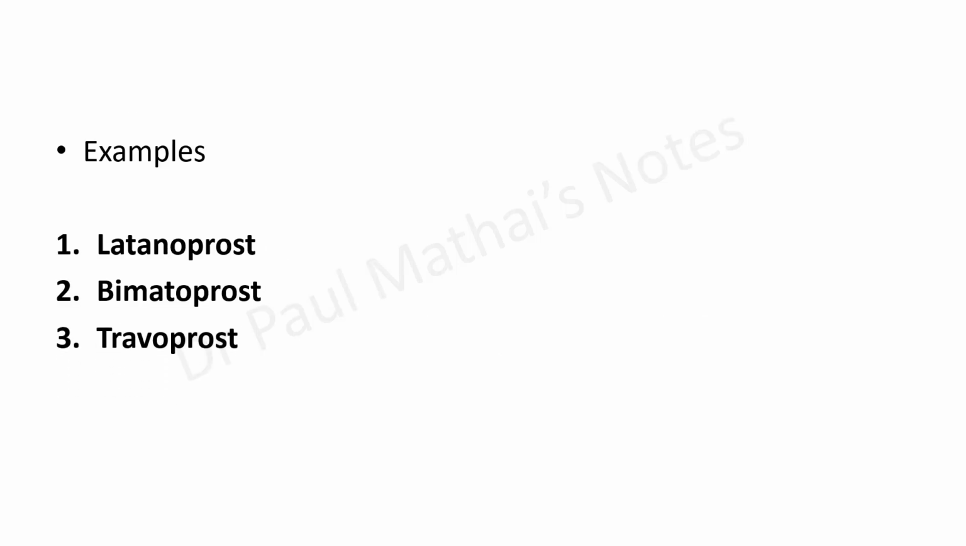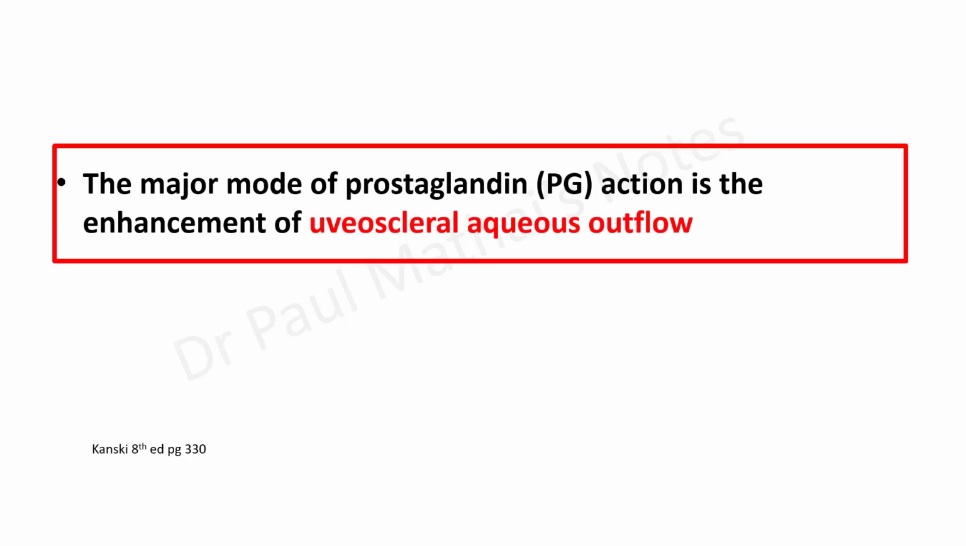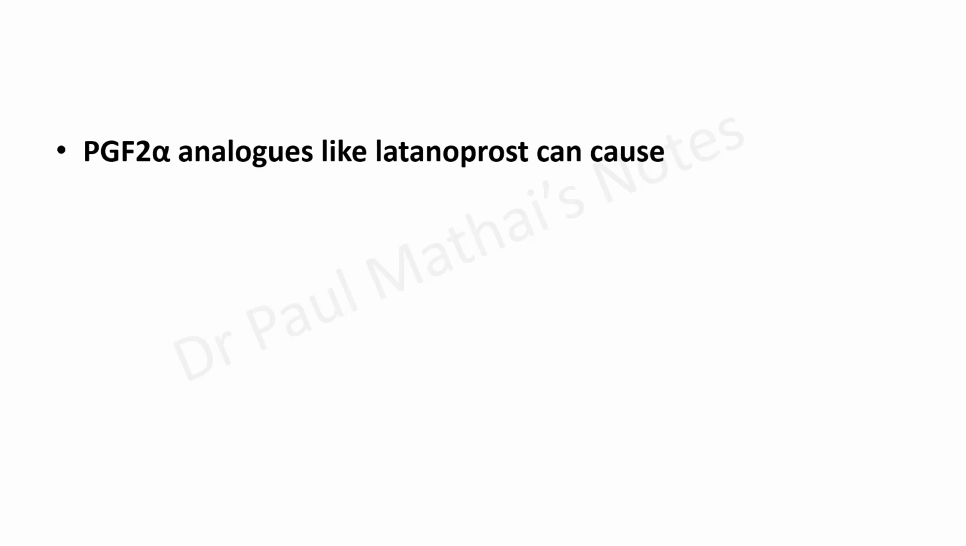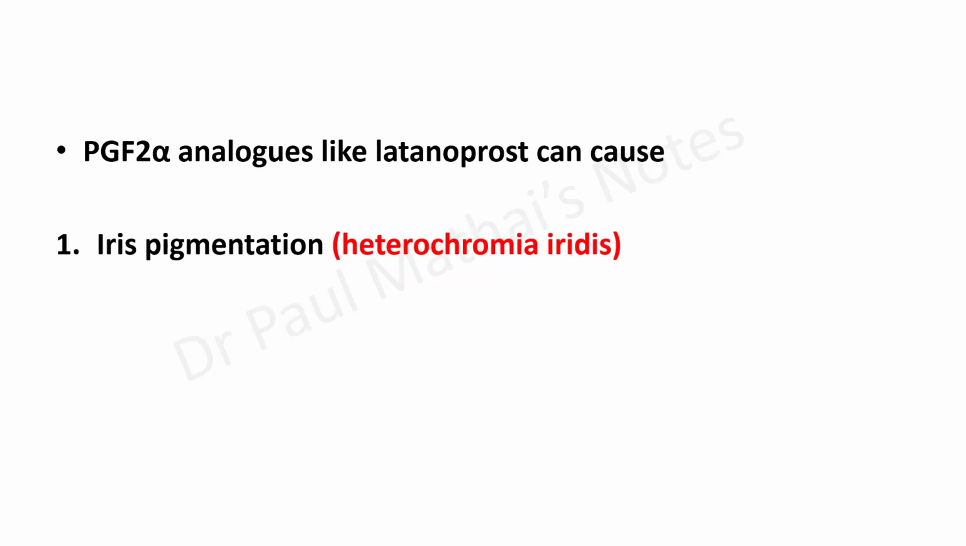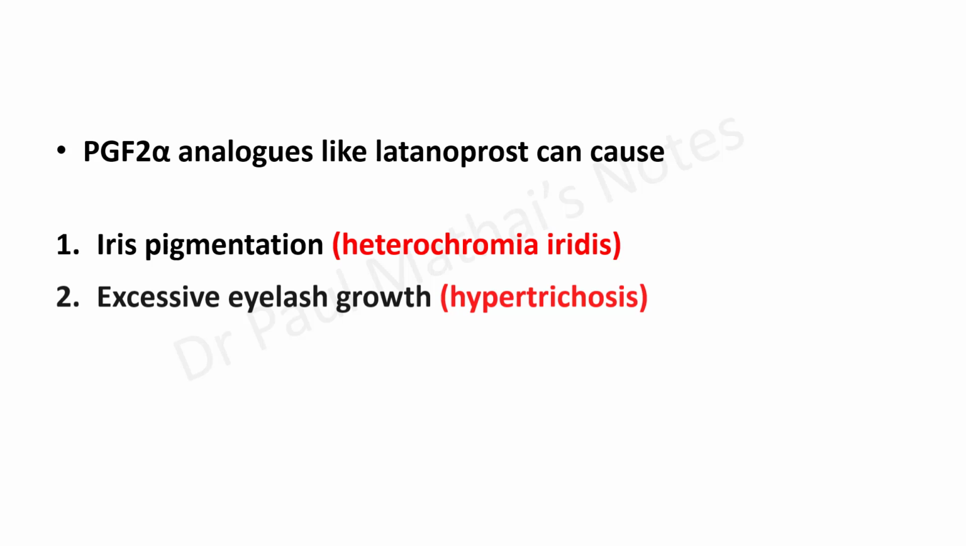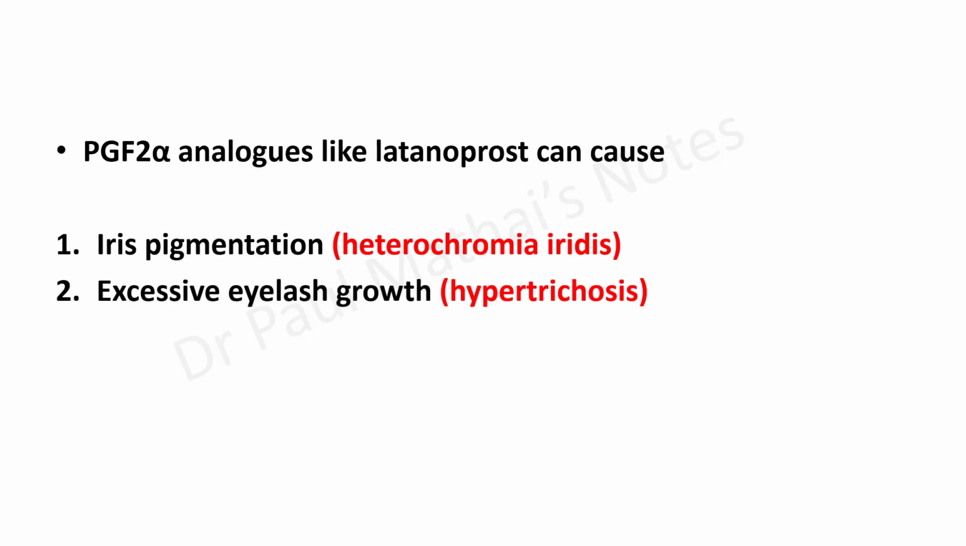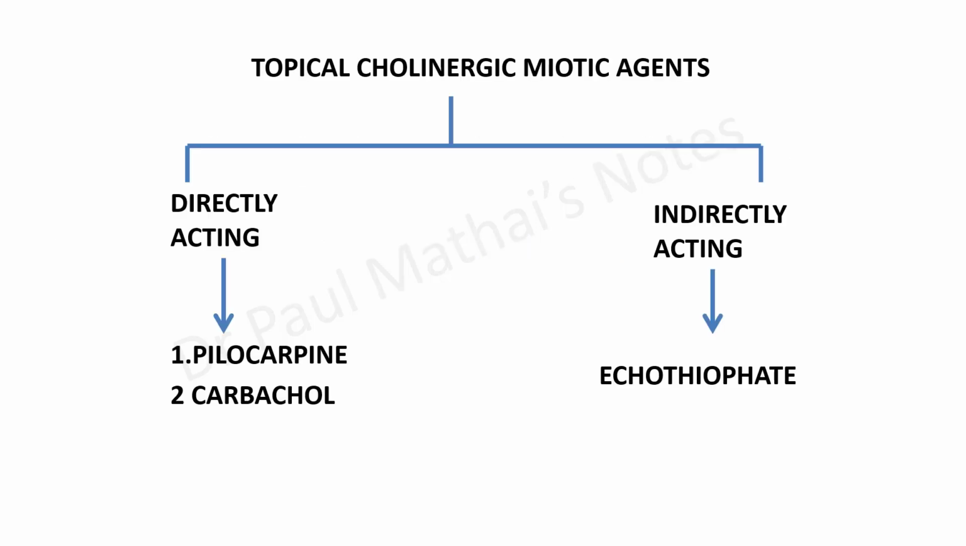The examples, as we discussed, include latanoprost, bimatoprost, and travoprost. And as we discussed, the major mechanism of action is enhancement of uveoscleral aqueous outflow. It's worth noting that PGF2 alpha analogs like latanoprost can cause heterochromia iridis, which is iris pigmentation, and hypertrichosis, which is excessive eyelash growth.